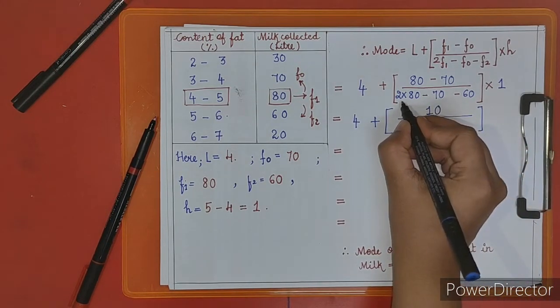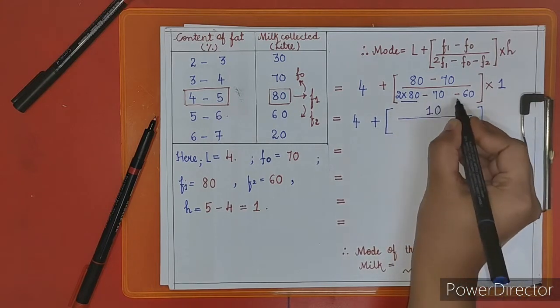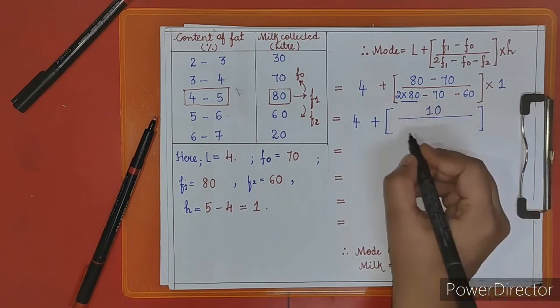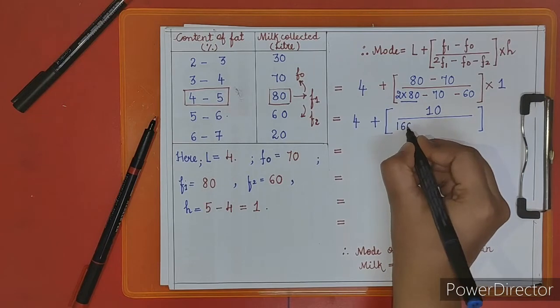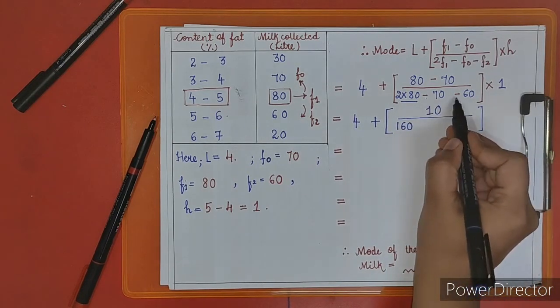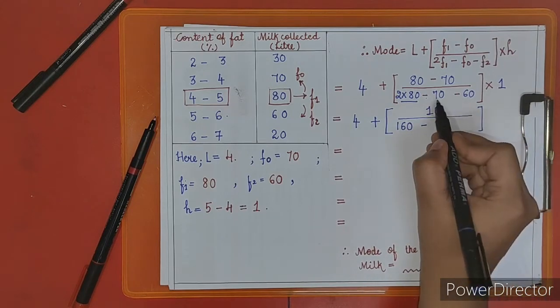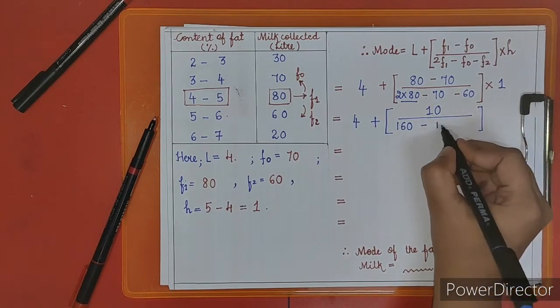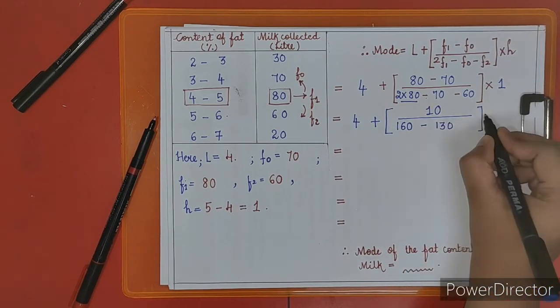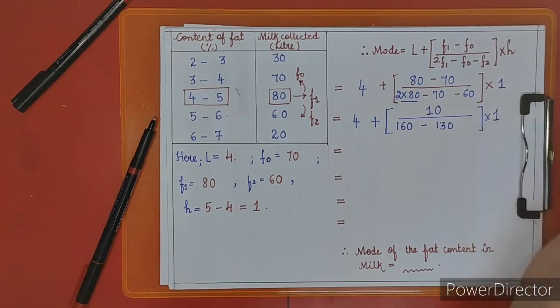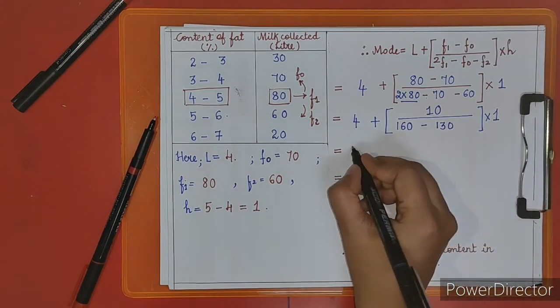Here in the denominator we have multiplication and then subtraction. So 2 multiplied by 80 is 160. Minus minus plus, but the sign of the greater number. 70 plus 60 is 130 multiplied by 1. Now we'll simplify the bracket more.